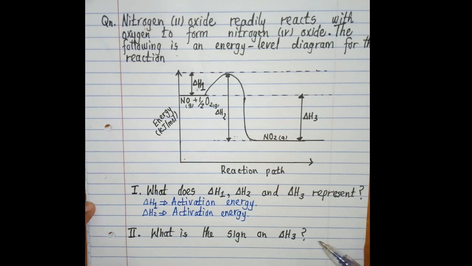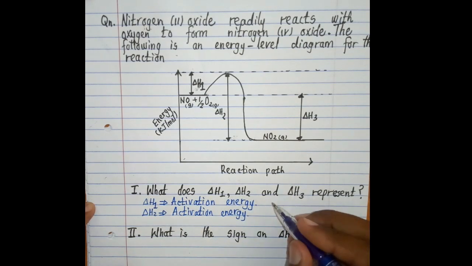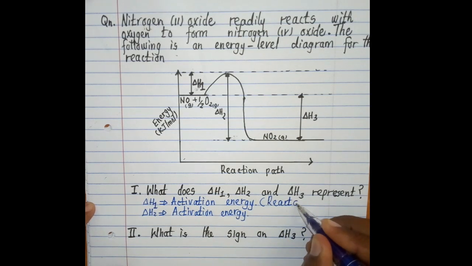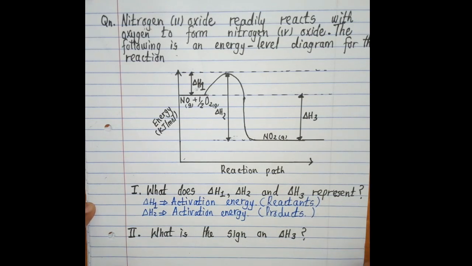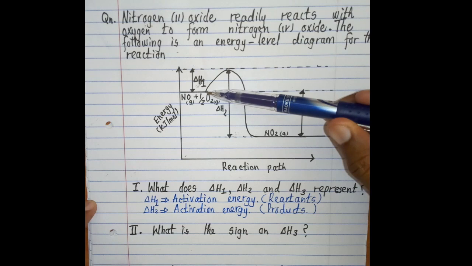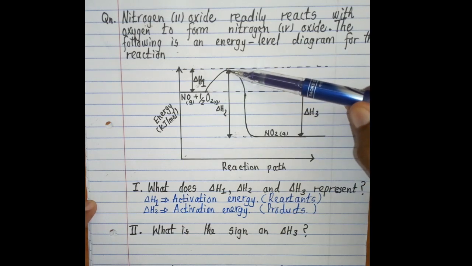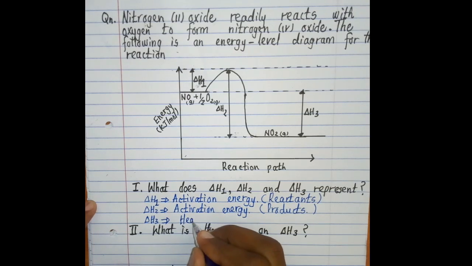The question is, what is the difference between enthalpy change 1 and enthalpy change 2? The difference is that this activation energy is that of the reactants, while enthalpy change 2 is that of the products. That is the difference you come to know. While enthalpy change 3, look at enthalpy change 3, from the reactant directly, without involving the activation energy, to the product, that enthalpy change we call heat of reaction.